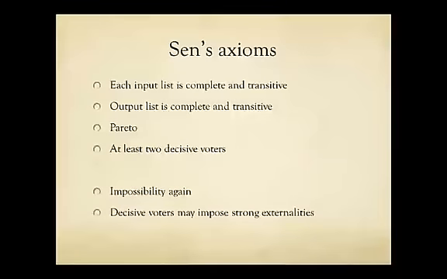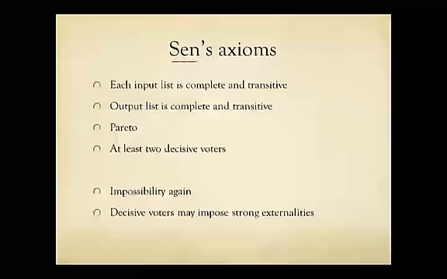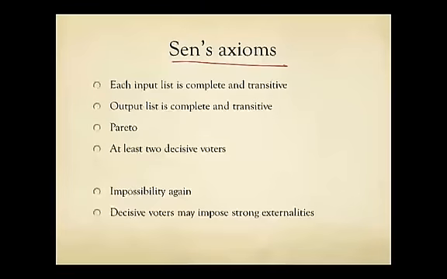We will now walk through an example, or a whole process, of generating as many counterintuitive examples as we like based on Sun's impossibility result. So Sun proposed another list of 4 axioms. We've seen the first 2. Each input list is complete and transitive. The output list is complete and transitive.